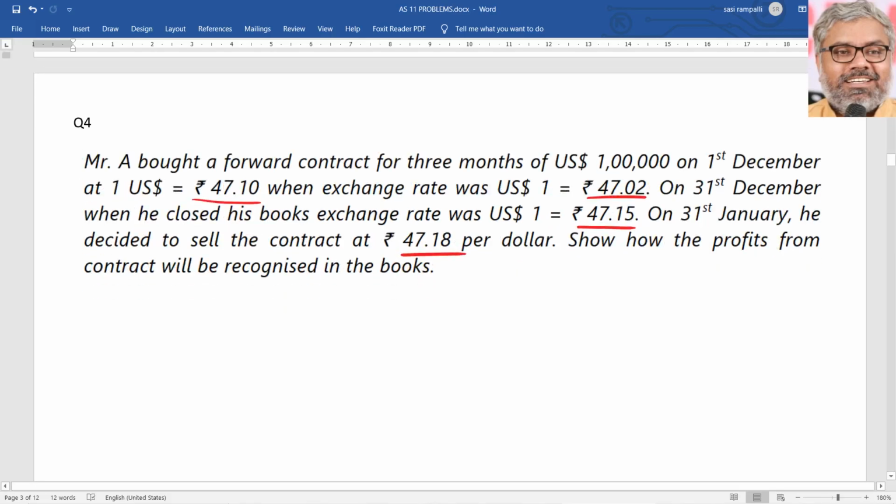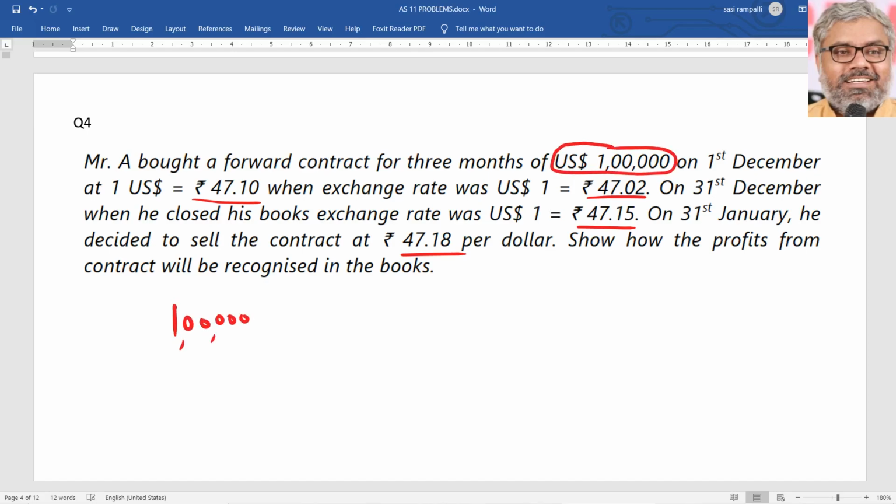We don't have to create anything. Already everything is given in Accounting Standard 11. What does it say? First point, premium or discount on the entering of a forward exchange contract should not be recognized. So let us take 1 lakh dollars multiplied with this, how much? 47.10 is the rate at which he purchased this contract, whereas in the outside market it was 47.02 only for the real dollar. So 47.02 is called the spot rate.